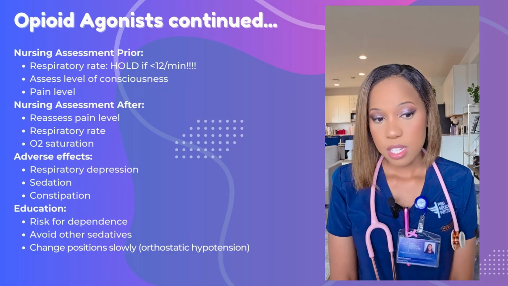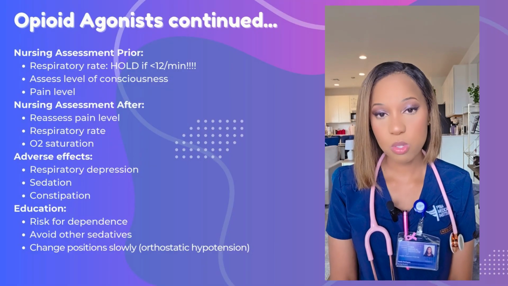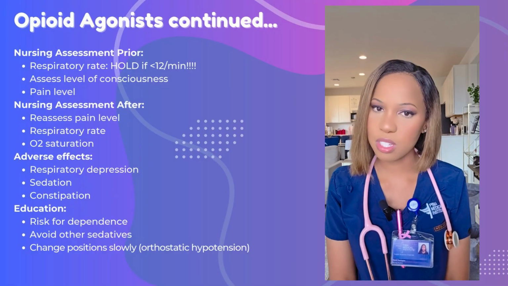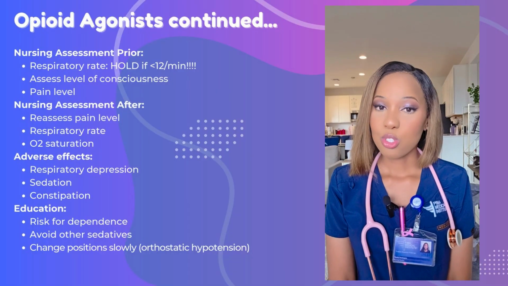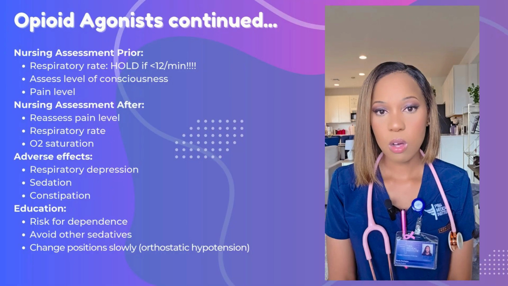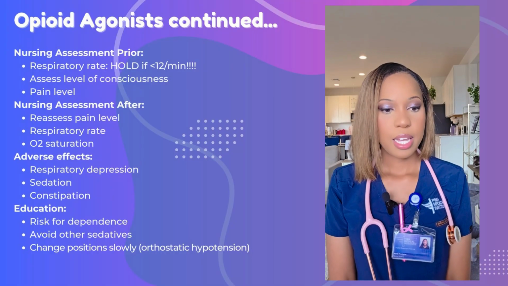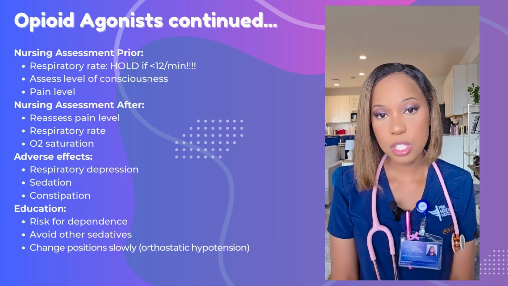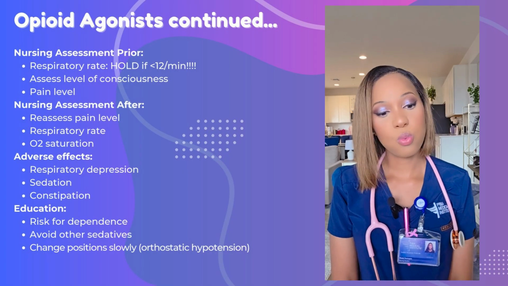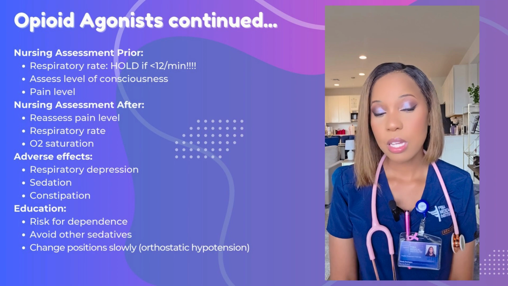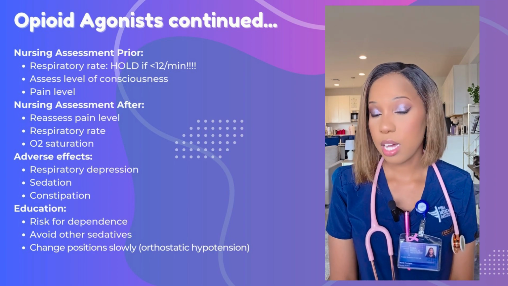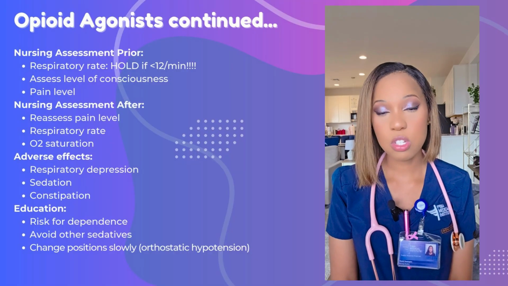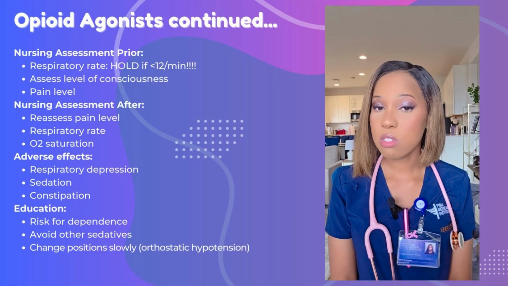For some adverse effects, this medication can cause respiratory depression, which makes more sense why you want to assess the respiratory rate before and after giving the medication. You want to check for sedation, as this medication can cause CNS depression as well. And you want to check for constipation, and this is common to most of the medications. For some education, you want to check for the risk for dependence and want to avoid taking any other sedatives while on this medication. And lastly, you want to change position slowly, as this can cause orthostatic hypotension.